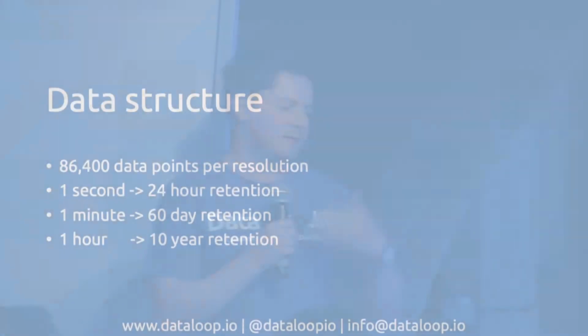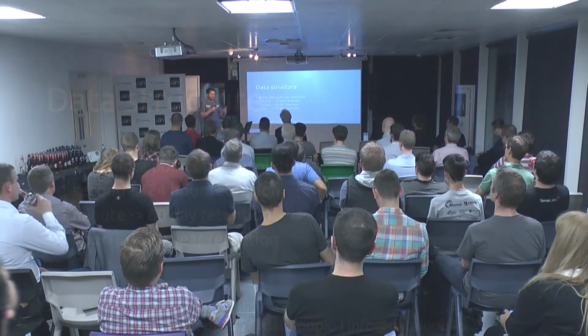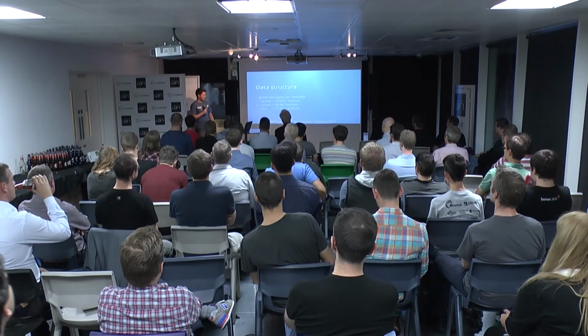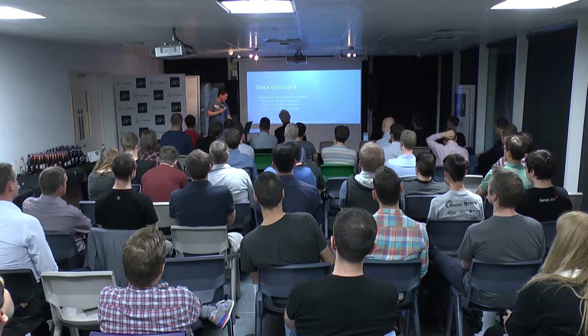So for 24 hours at second-level data, that works out at 86,400 data points, obviously. That fit in well with the other resolutions we wanted to keep. At a minute, that number of data points allows us to keep the data for 60 days. And then moving to the hour, it's around 10 years. But by the time we get to 10 years, who knows what's going on. We'll probably just keep it forever.